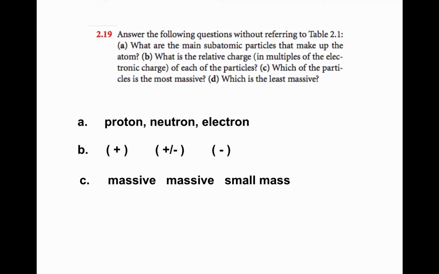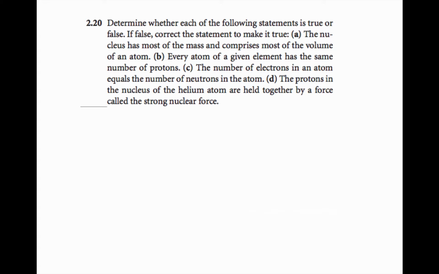D, which is the least massive? Oh, there it is. Okay. As we said, 2,000 times less massive than either the proton or the neutron.